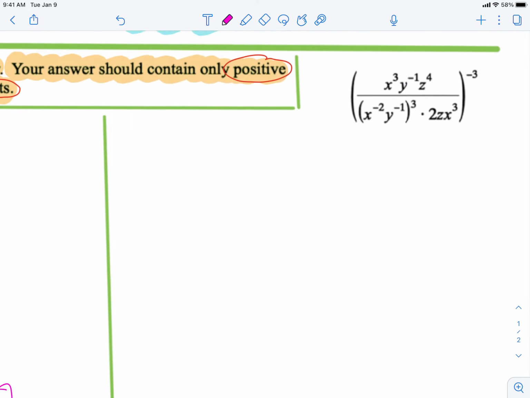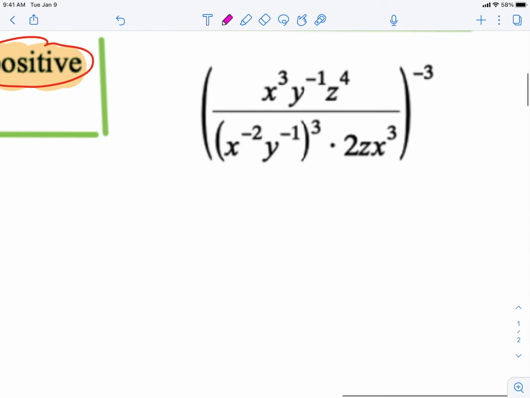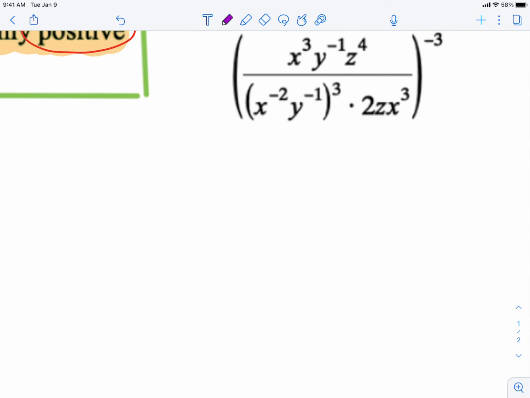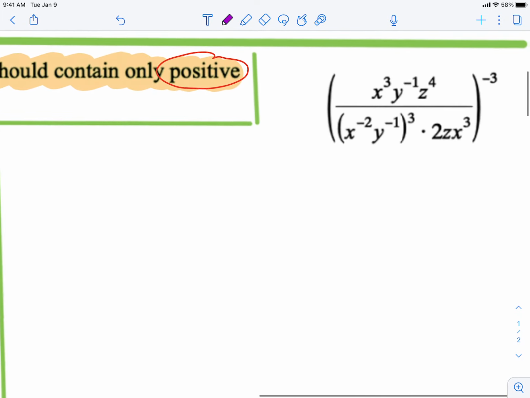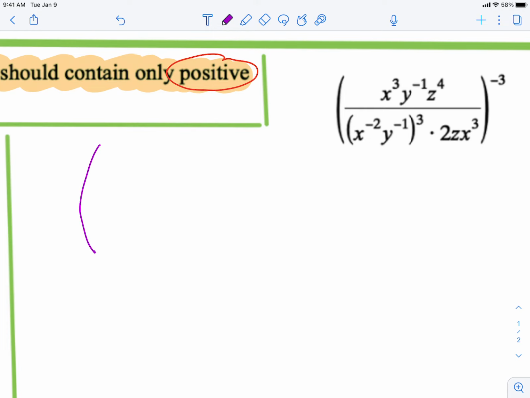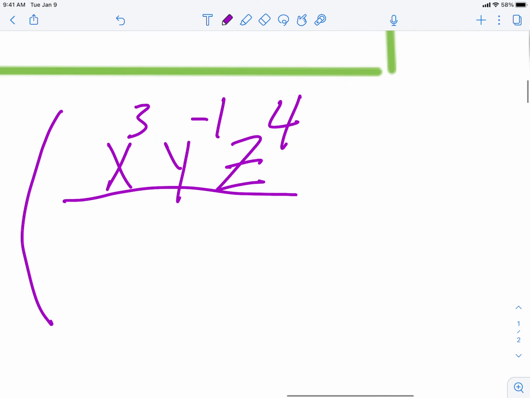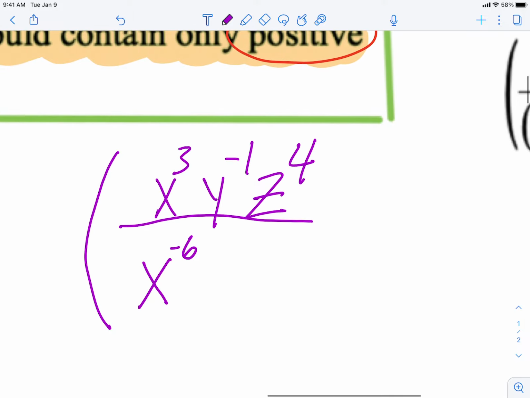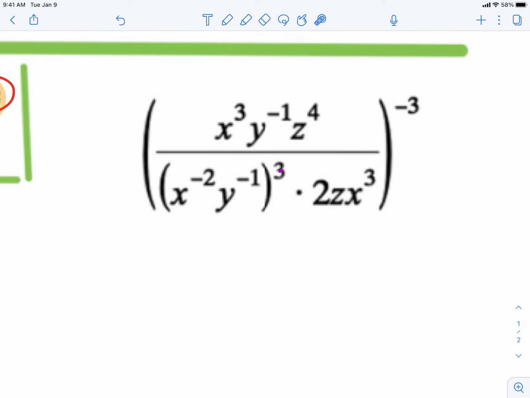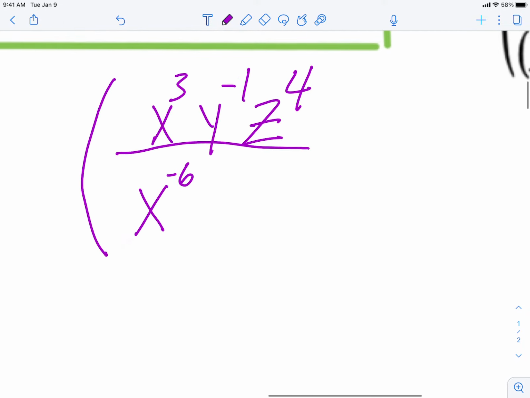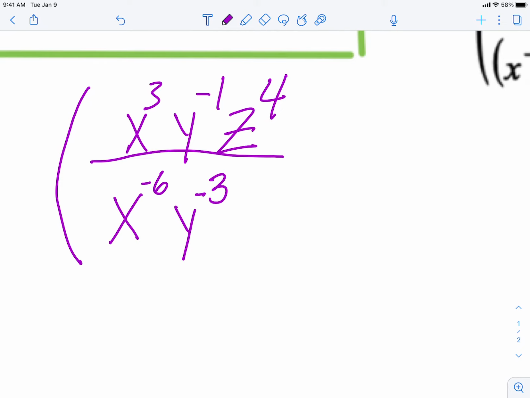Okay? Let's do the second example. Again, we're going to work our way inside out, just like the movie Inside Out. I have plenty of space over here, so I'm going to start with the big parentheses. I have my division line, and I have x to the 3rd, y to the negative 1, and z to the 4th. Now here, remember that I'm going to multiply 3 times negative 2, which gives me x to the negative 6. And I'm going to multiply 3 times negative 1, which gives me negative 3. So that's y to the negative 3, like that.